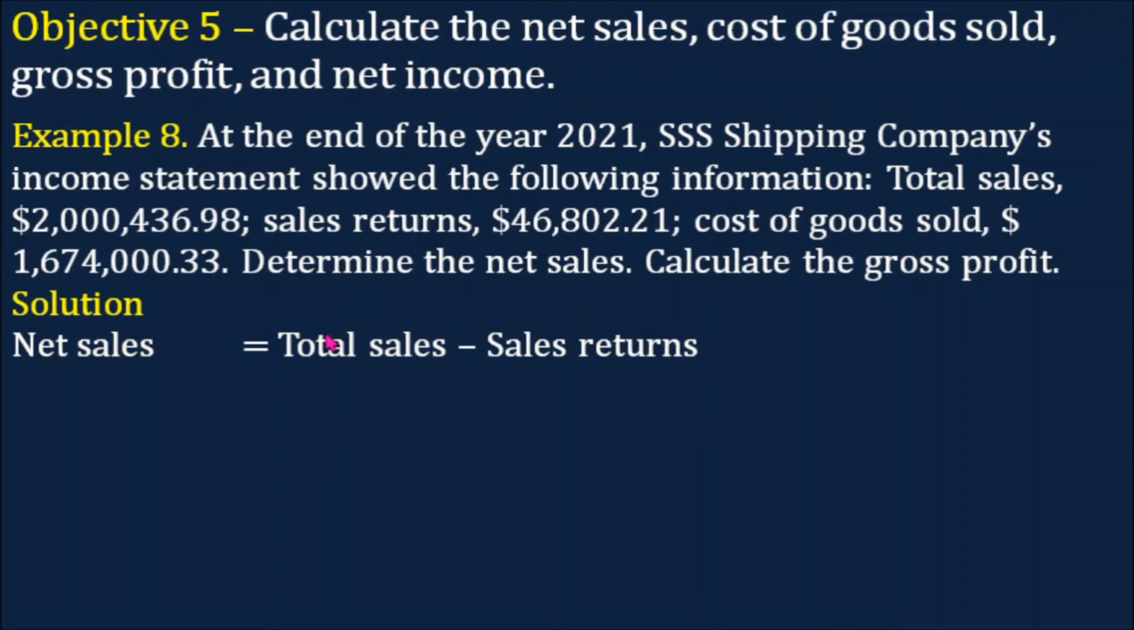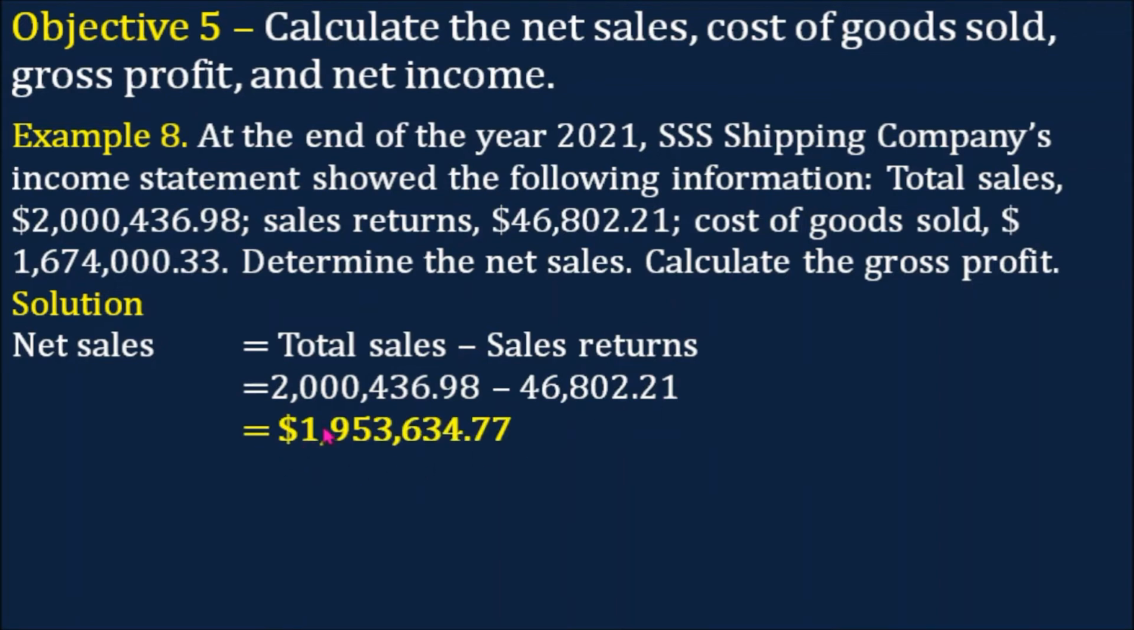Now for our solution, the formula for net sales is total sales minus sales returns. So the total sales we have here is $2,436.98, then minus sales returns, $46,802.21. The difference between the two amounts is $1,953,634.77. So this is the net sales.